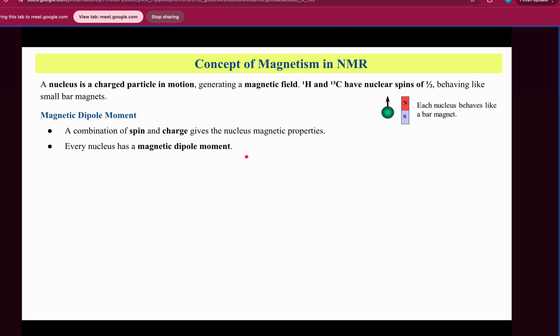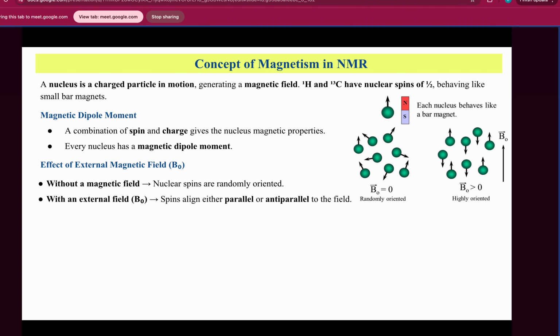So every nucleus has a magnetic dipole moment. This is the inherent property of a nucleus. Nuclei already have this magnetic dipole. But what happens if we externally apply a magnetic field? The external applied magnetic field is represented by B naught. In this case, we are applying the magnetic field towards the upside direction. If no external field is applied, then the protons present inside the nuclei are randomly oriented. But as soon as the magnetic field is applied, they become highly oriented. Which means nuclear spins are randomly oriented previously, and then after applying the magnetic field, they either align in parallel or anti-parallel directions to that particular applied field.